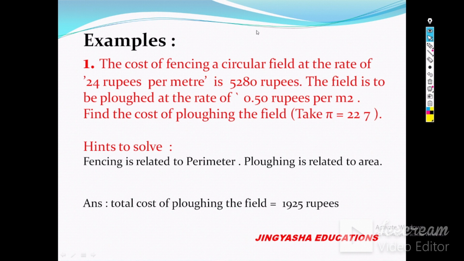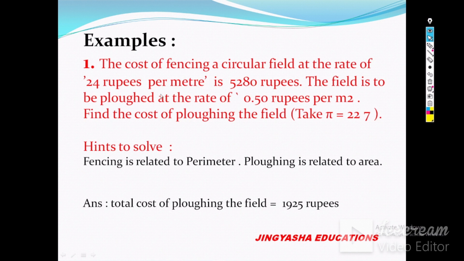See, we have to fence a circular field and we have to plough a circular field. While doing fencing, you have to cover the boundary. The boundary is the circumference, so we have to calculate the perimeter. And when we go for ploughing, that is for cultivating, we cultivate the whole area. So we should calculate the area here.